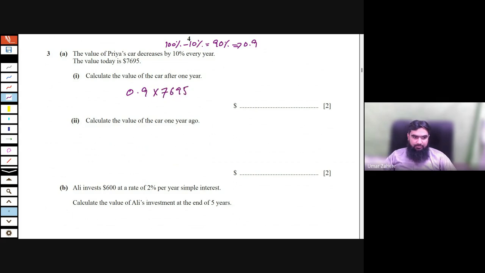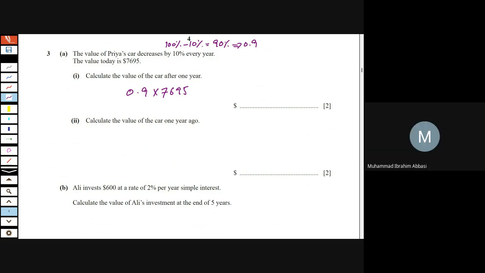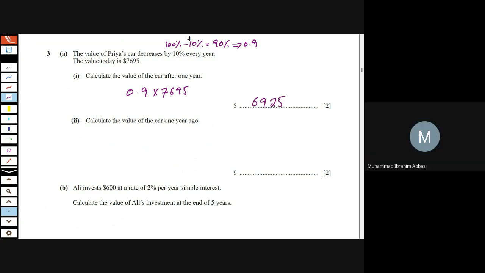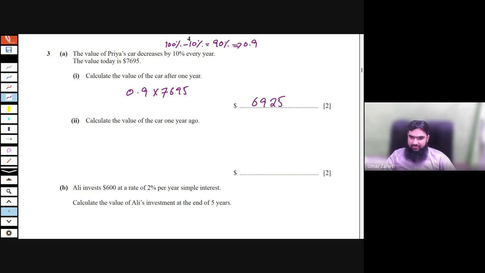Yes, that will be equal to, just find the answer. 6,925.5. 6,925, there are no decimal places, 0.5. Yes, everyone, you have to confirm the answers as well.